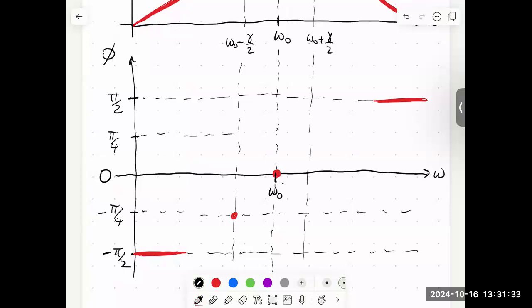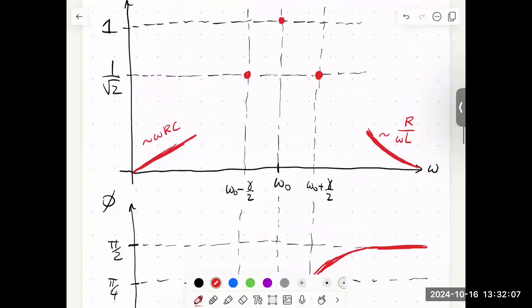And a point that sits at plus pi by 4 over here. So what we can do now is try to connect all these regions together. And, you know, I probably won't draw it perfectly, but it's going to look something like this. There we are. That's the phase.